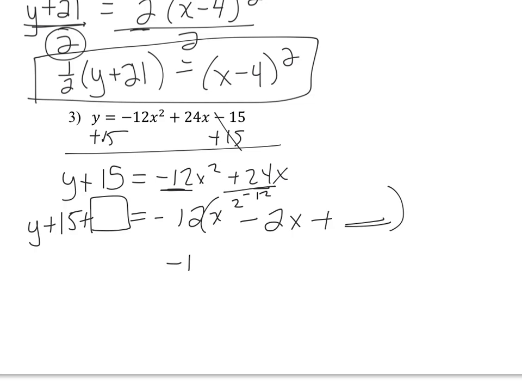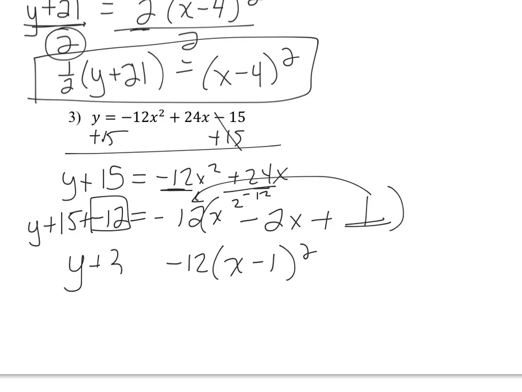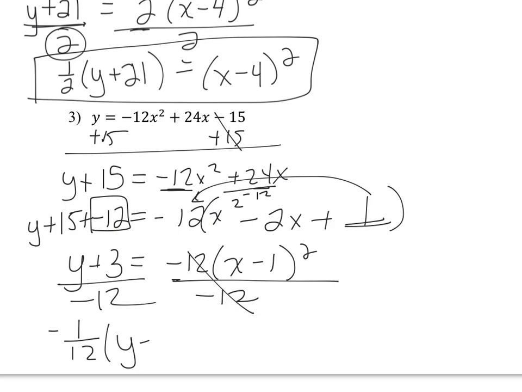So let's do it. Negative 2 is here. Divide that by 2. Square it. 1 times negative 12 is negative 12. So it's y plus 3 equals negative 12. And we can't have that negative 12 there. We've got to divide it over here. So it's negative 1/12 times y plus 3 equals x minus 1 squared. So, you know, you can look at that and be like, oh, my vertex is 1, negative 3, Miss Barris, because I'm a genius. Okay, enjoy.